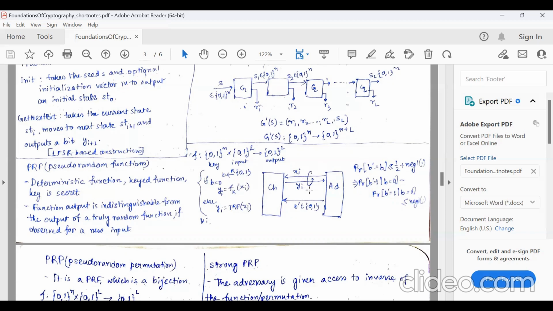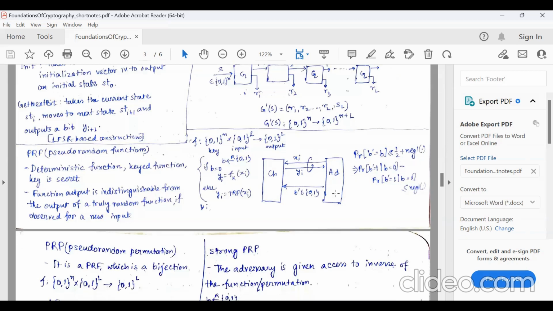By seeing several such yi corresponding to xi's, the adversary has to guess whether it is interacting with a truly random function or a pseudo-random function. That is the adversary's job, and it accordingly outputs some bit b dash. The adversary wins if it correctly guesses the bit b, that is, if b dash equals b, and that probability is upper bounded by half plus negligible in the case of a secure PRF.